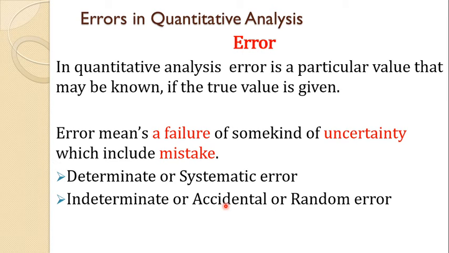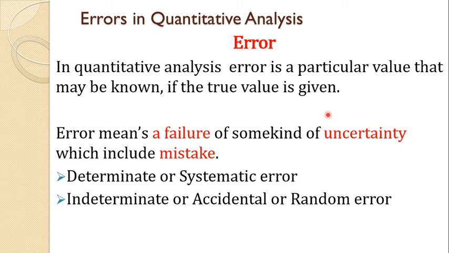Errors. Error is defined as, in the quantitative analysis, a particular value that may be known if the true value is given. If the true value is given, that means the standard is known, and when we perform the analysis, we can compare our results with that standard, and whatever the difference is coming, that is known as the error. The error means a failure or some kind of uncertainty, which includes mistake. In other words, where a mistake is done, we can say that is the error. But in analysis it is not easy to identify that mistake.